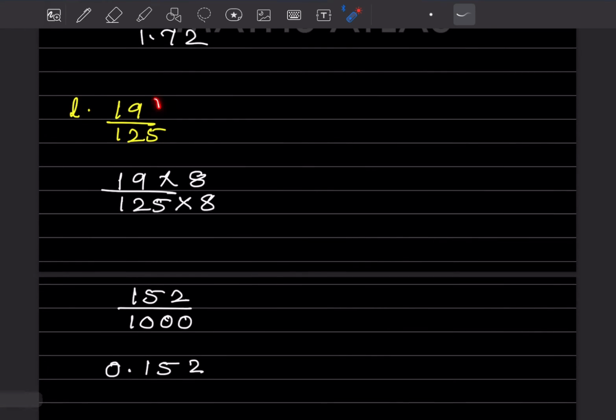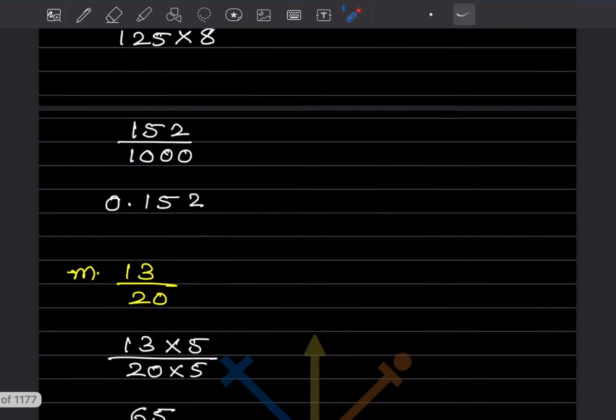Same here, you can see that is 125. So 125 multiplied by 8 is going to be 1000. So this is multiplied by 8, so this also should be multiplied by 8. So this is going to be 152 divided by 1000. 1, 2, 3 zeros. So you will write 152. You will go backwards 1, 2, 3 and put a decimal.